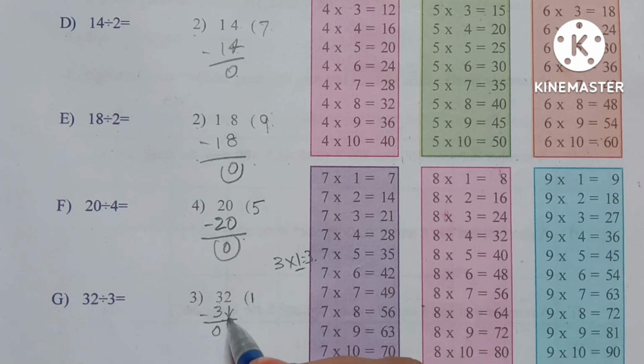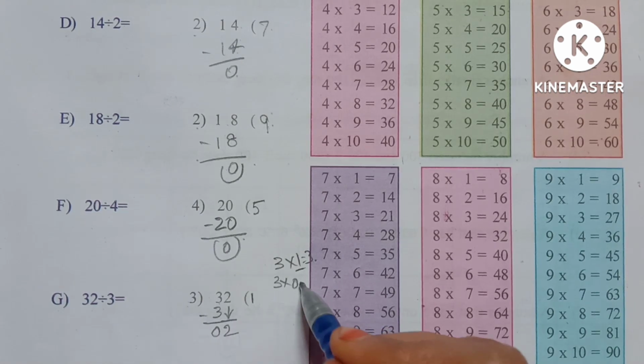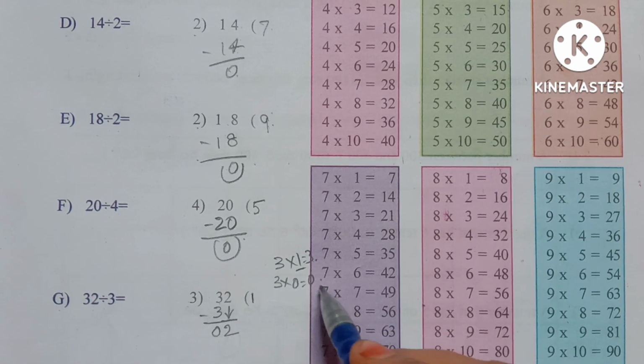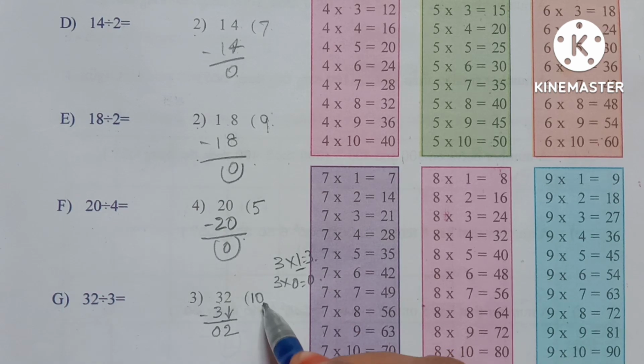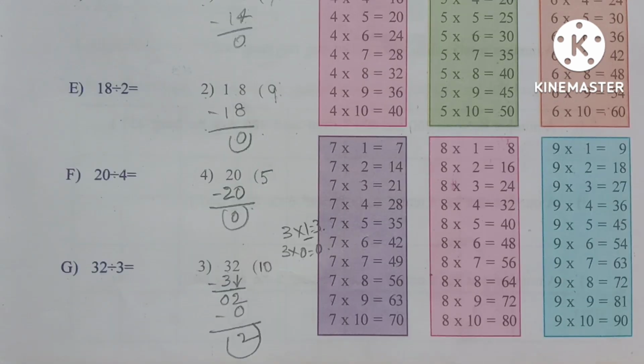Then bring down 2 from the 1's place, and 2 is less than 3. So we have to write only 3 0s. So write 0 in the quotient's place and write 0 under 2. Then subtract 0 from 2, we get 2. So this is the remainder.